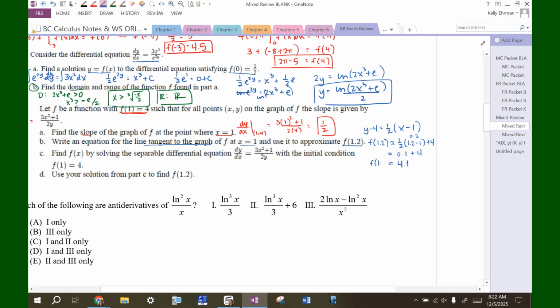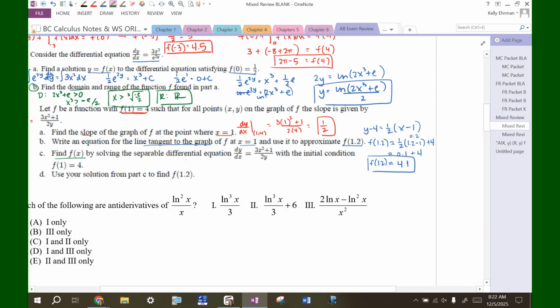I think my answer key might have been wrong on that. Yeah, because I had the wrong slope from the first part. Sorry. Anyway, okay, part C. I'll fix that when I post it.